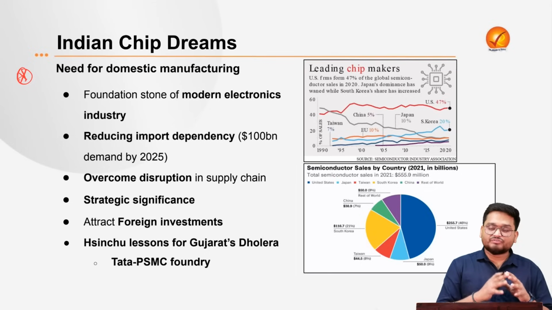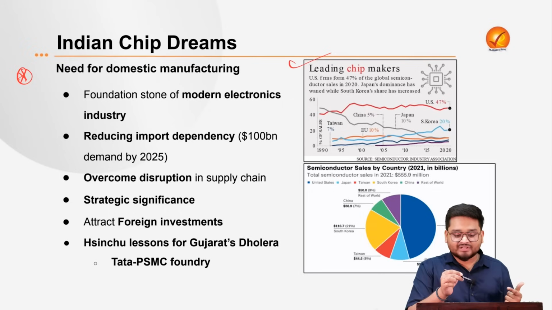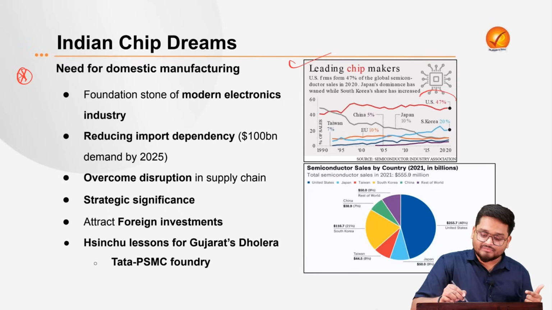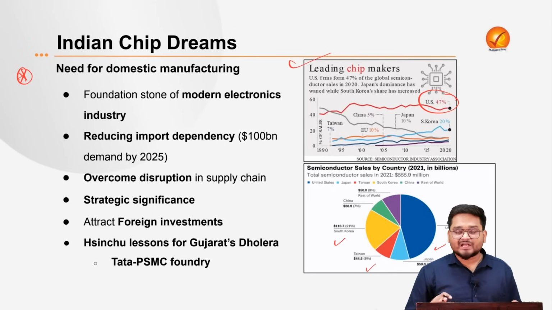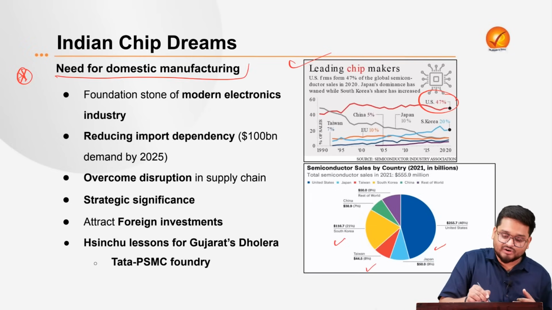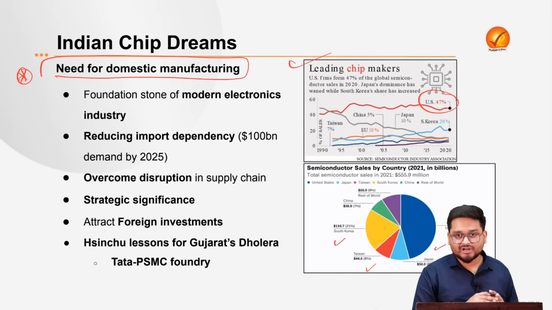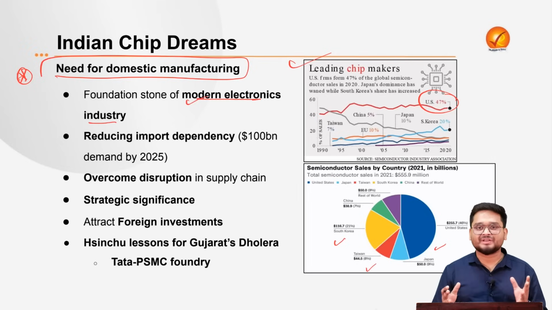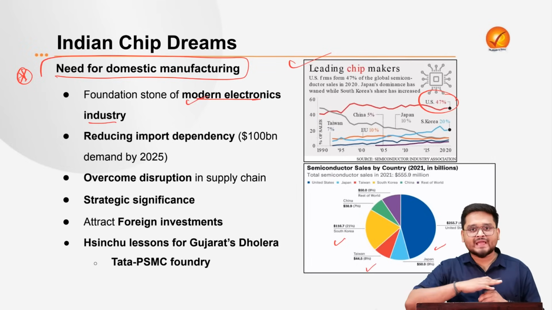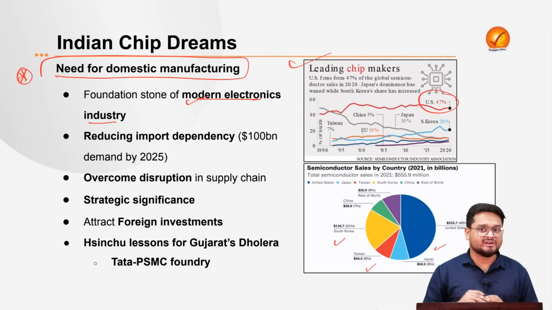And also we find that the leading chip makers in the entire world are actually backed by the US, right? The US forms around 47% of the total global semiconductor sales. We can also see other nations too. Apart from the US, we have Japan, Taiwan, South Korea, and we cannot find India here. That is why there is a need for increasing domestic manufacturing of semiconductors. Firstly, because semiconductors are the modern electronics industry. That means they are powering every single thing that operates electronically right now.